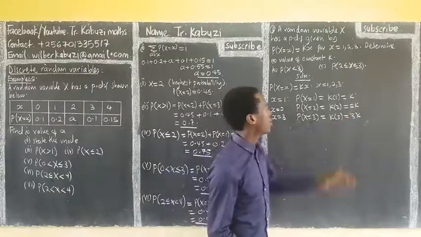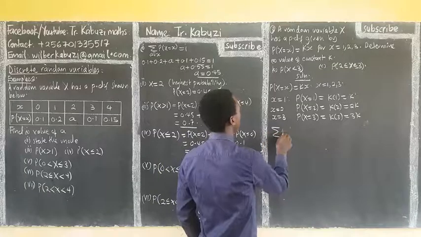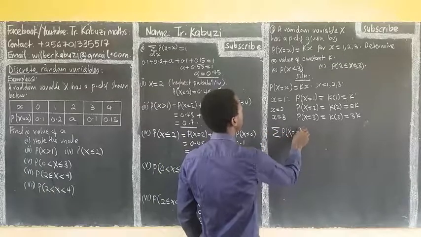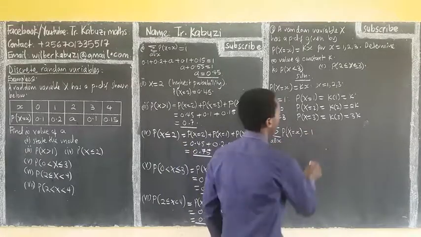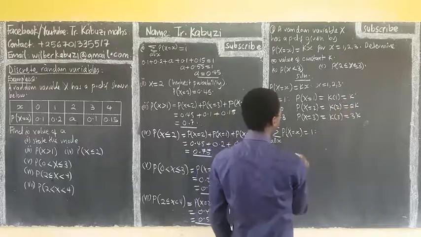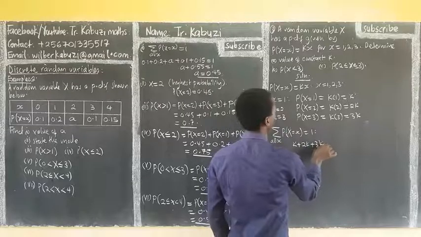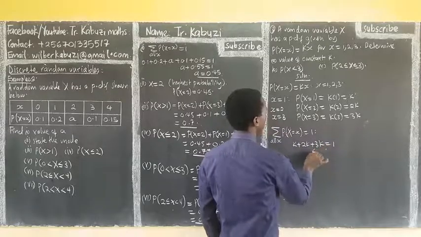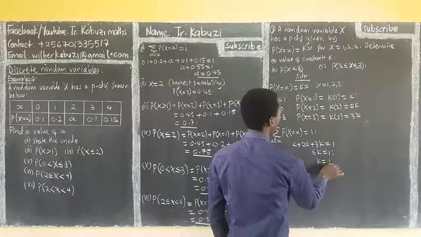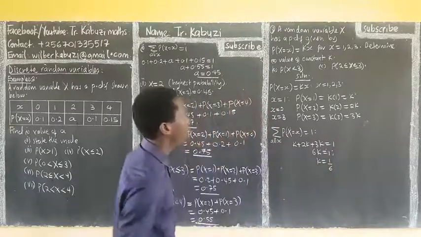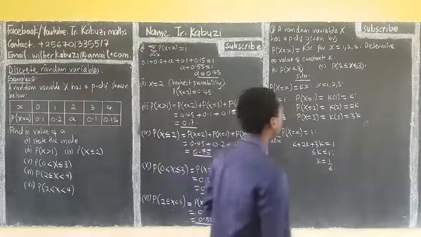We need to find the value of these constants. But we know that when we sum all these probabilities, when we sum all of them for all the values of small x, we get 1. What does it mean? It means that when we sum k plus 2k plus 3k, I get a 1. This one gives me 6k equal to 1. Implying that k is 1 over 6.